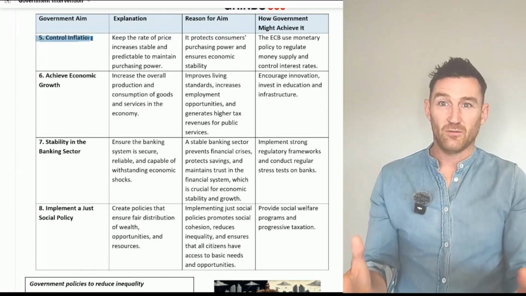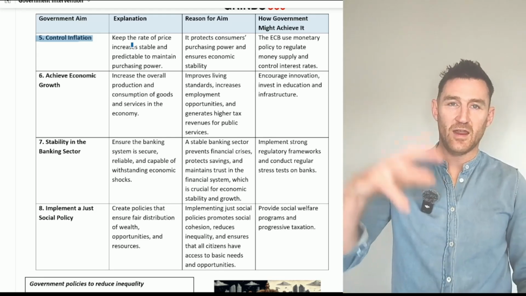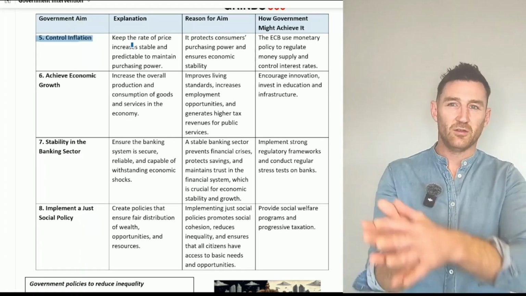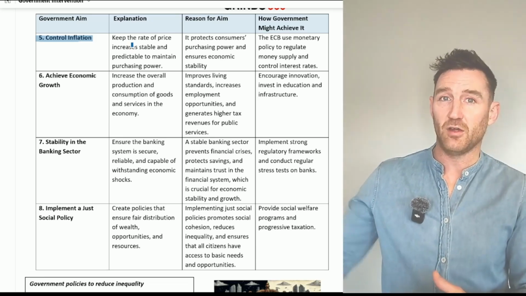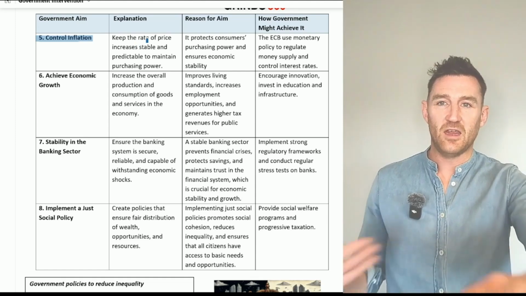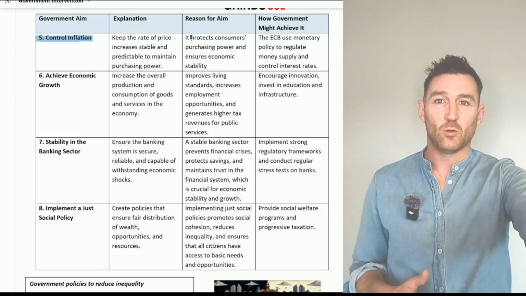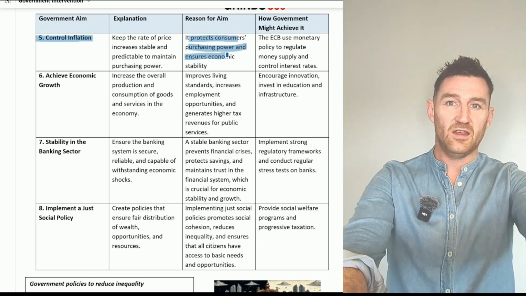So when we talk about controlling inflation, it's about keeping the rate of price increase stable. So the government actually don't want no inflation, or the ECB don't want no inflation. We do want inflation to be about 2% over the medium term, right? So it's about keeping price rises stable and predictable. The reason for that aim is it protects consumers' purchasing power and ensures economic stability.